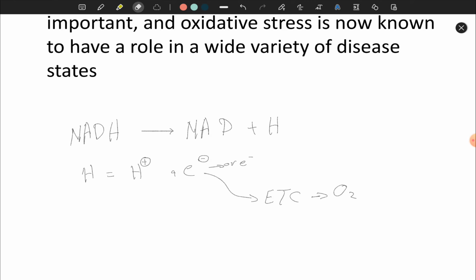G6PD deficiency that causes hemolytic anemia and many other problems to the patient.